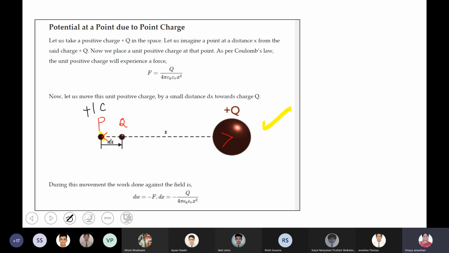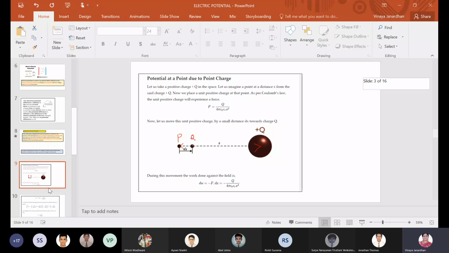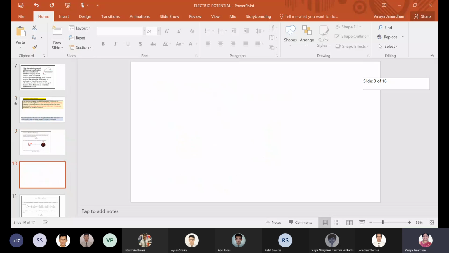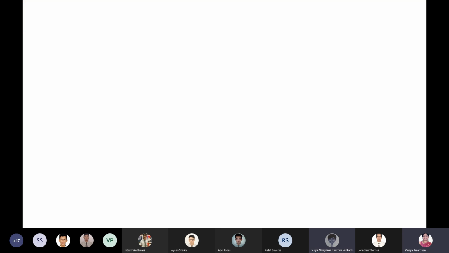I'll go for the derivation, boys. Shall I go for the derivation because I need some space to derive? And you people have to now give me the statement. So I have a charge plus Q.